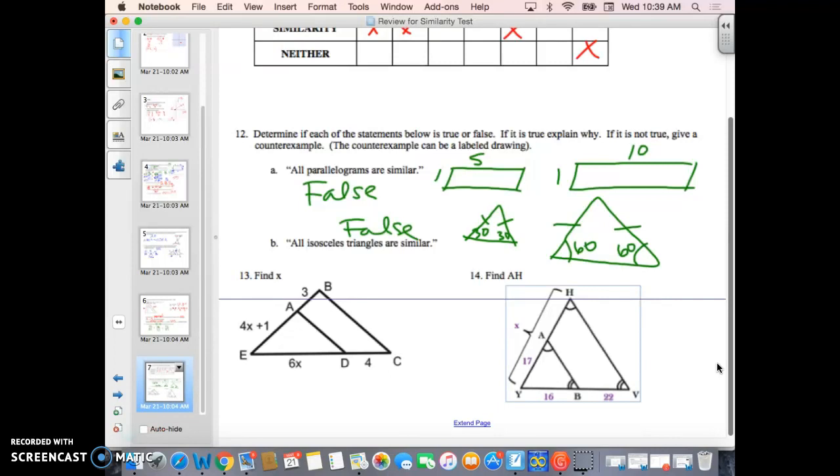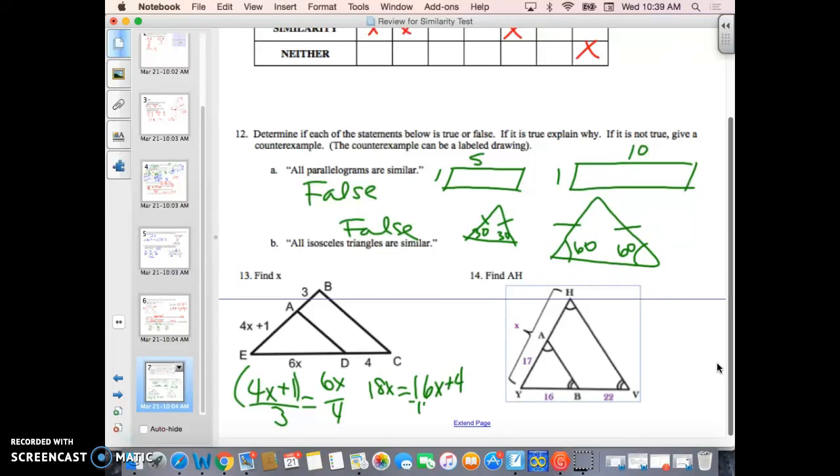All right, so here I want to find x. So I can set up a proportion, and I can do 4x plus 1 over 3 equals 6x over 4. And then you're going to cross multiply. So I would get 18x equals, and I have to multiply this whole thing. 4 times 4, that's 16x plus 4.